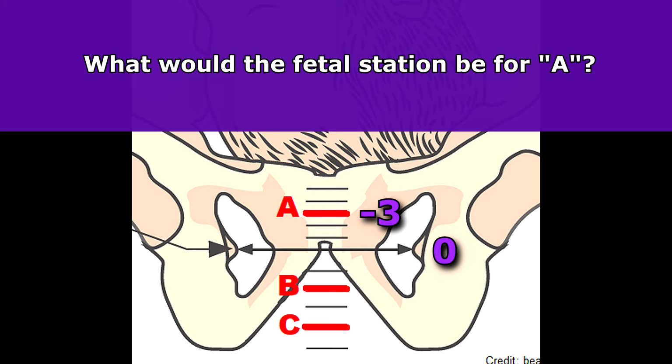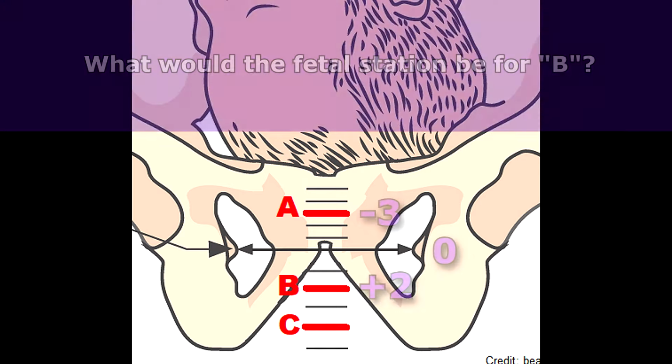Okay, so let's look at B. What would the fetal station be there if the baby's presenting part was there? Well, ischial spine again, we know that is 0. So we're going to count down because we're looking at below that line. So we're hitting the plus numbers because remember, once baby starts getting down in this area, that's a plus sign for mom because she's about to meet her baby. So we have 1, 2, that's 2 centimeters. So it would be +2 fetal station.